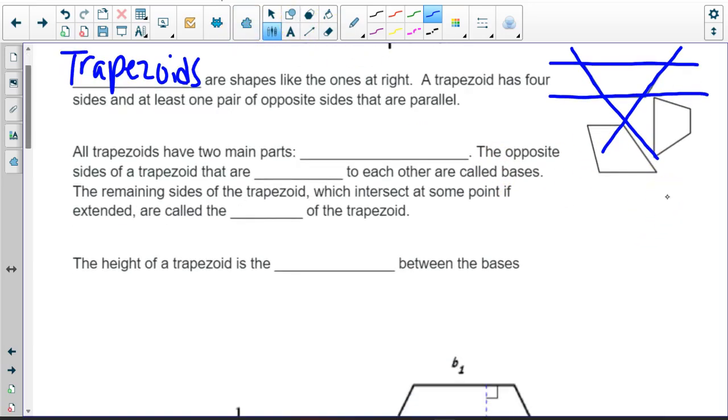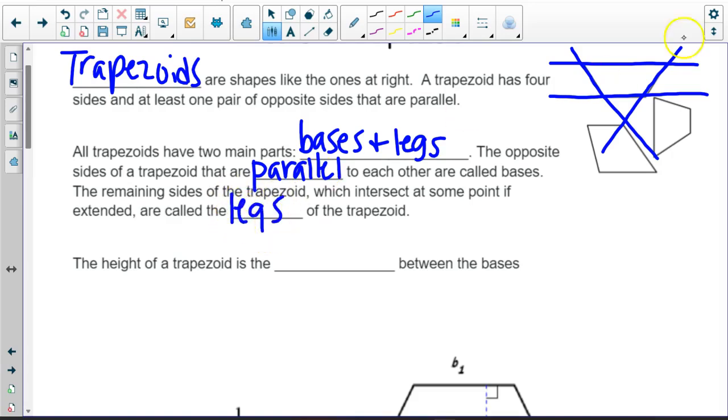All trapezoids have two main parts. These are called the bases and the legs. The opposite sides of a trapezoid that are parallel to each other are called bases. So our set of parallel lines are always going to be our bases. The remaining sides of a trapezoid which intersect at some point if extended are called the legs.